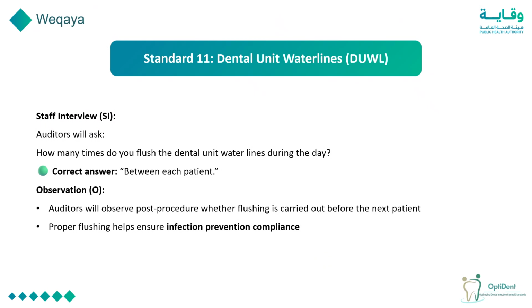For the staff interview, auditors will ask how many times do you flush the dental unit water lines during the day? The correct answer: between each patient, and the time is from 20 to 30 seconds. It's done in the spit-on, and at the start of the day you will do it for 2 minutes. For the observation, the auditor will observe post procedure whether the dental assistant does flushing or not. The proper flushing helps ensure infection prevention compliance.